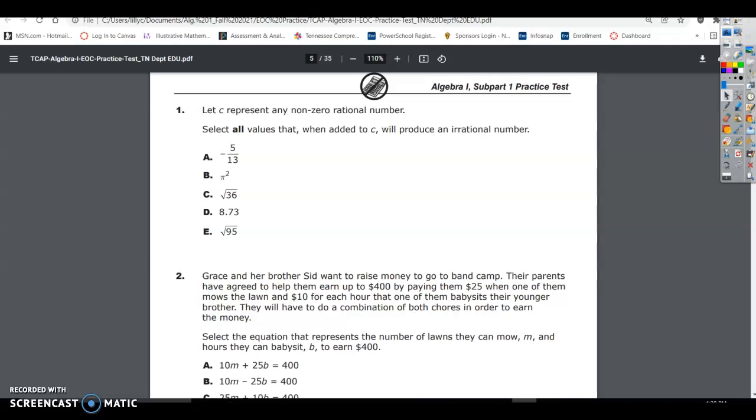Algebra 1 EOC practice test, question 1. All right, as you can see, this is the non-calculator portion of the practice test. So we're going to do these without using a calculator.